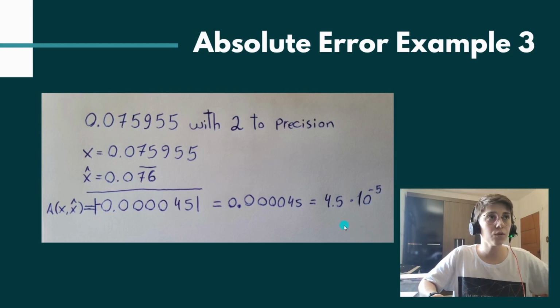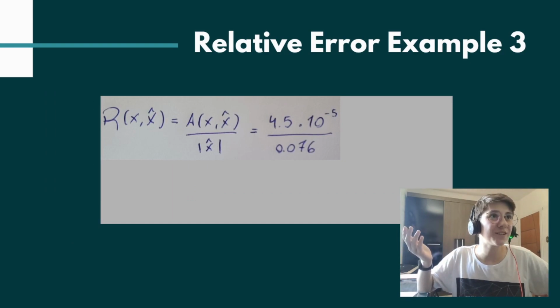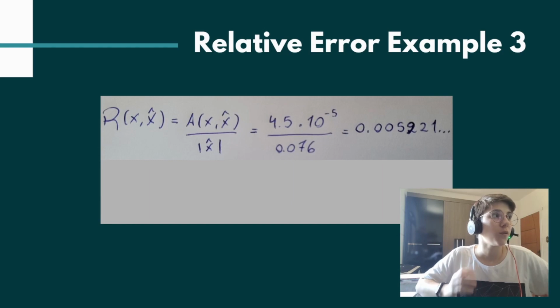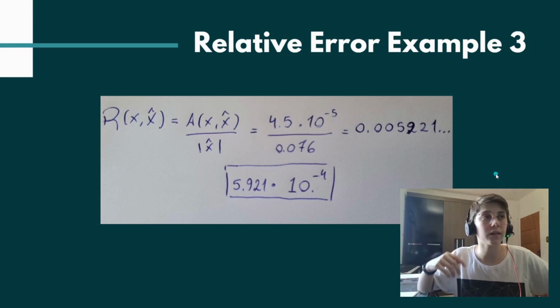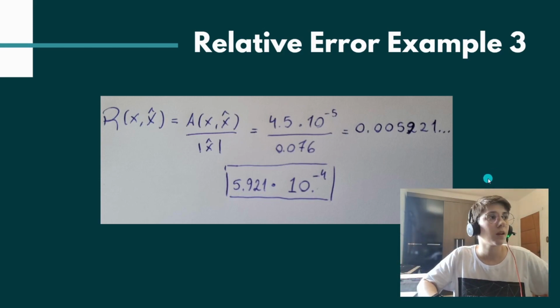And if you think of this as a percentage, you will see that it is a very low percentage. And for the relative error, we have the division of these two values. We can read it as 0.005921 and so on. Also, we can write it as a multiplication by 10.